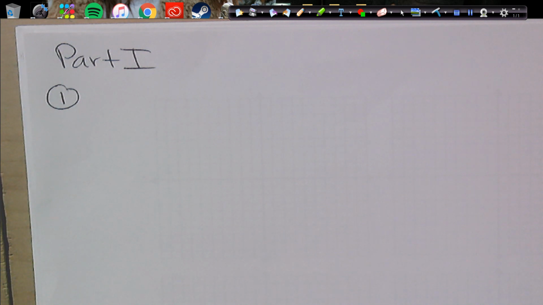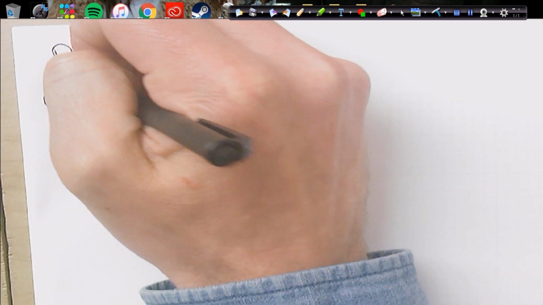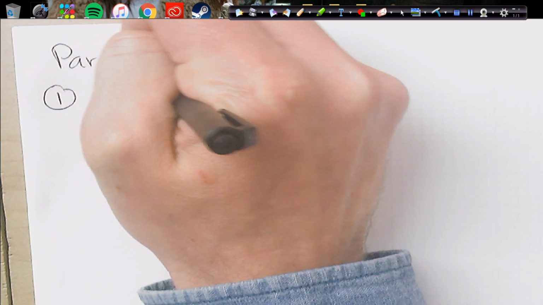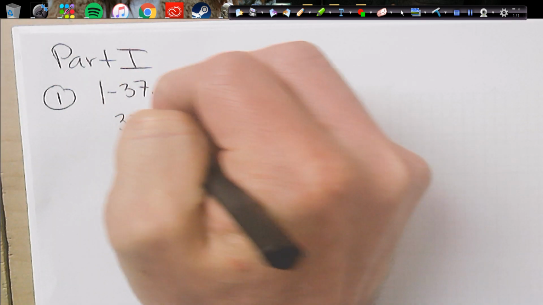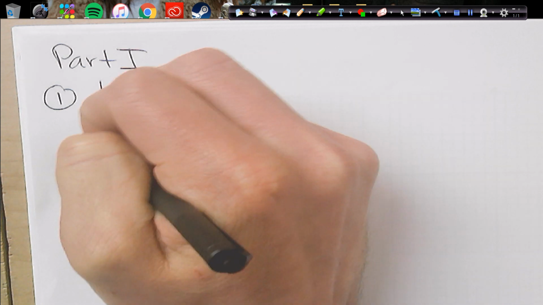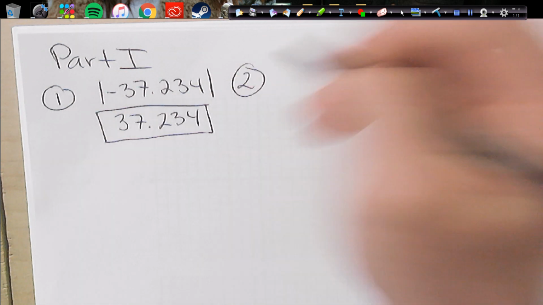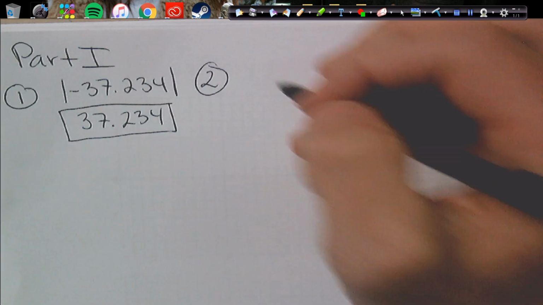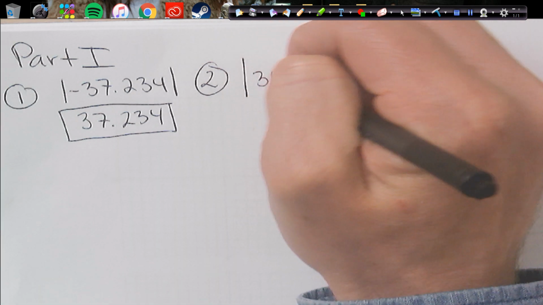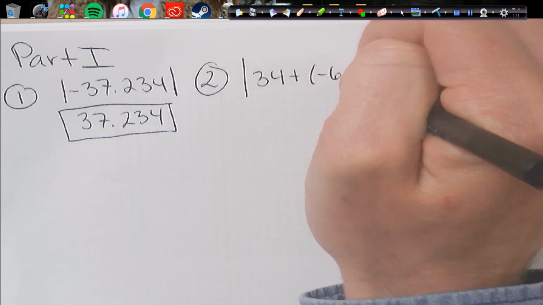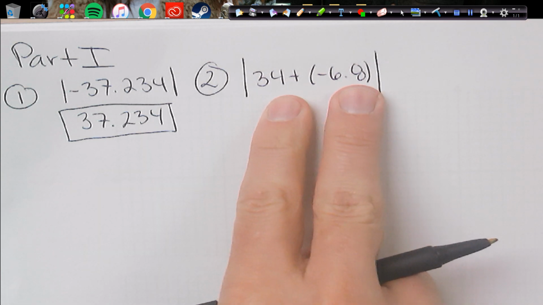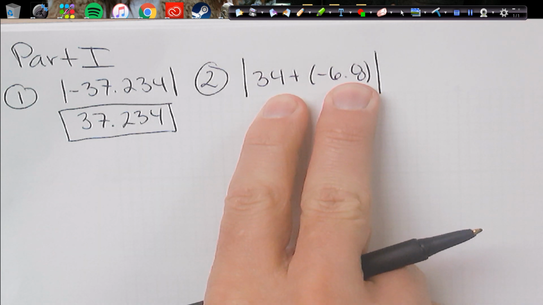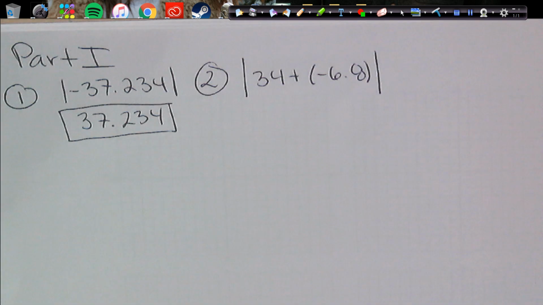The first 3 questions are using absolute values. Absolute value just means the distance away from 0, and distance cannot be negative, so basically everything comes out to be positive. The first couple are pretty easy, so I'll go through those a little bit quicker. Absolute values are also used very similar to parentheses, where we have to do them first. So inside here, we have 34 plus a negative 6.8.